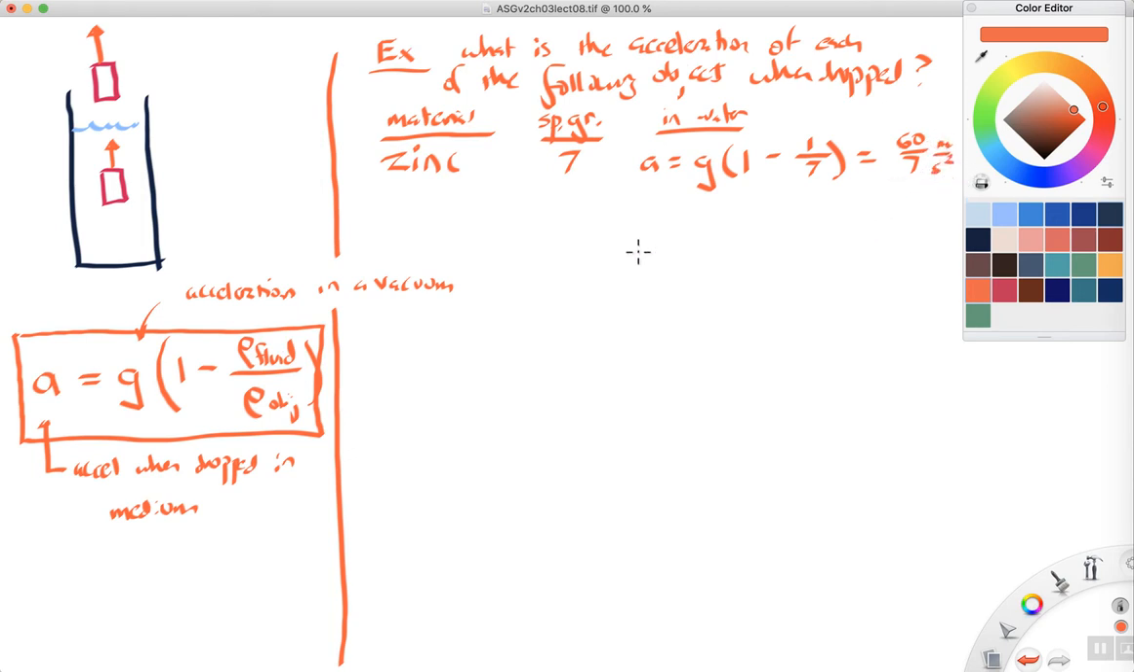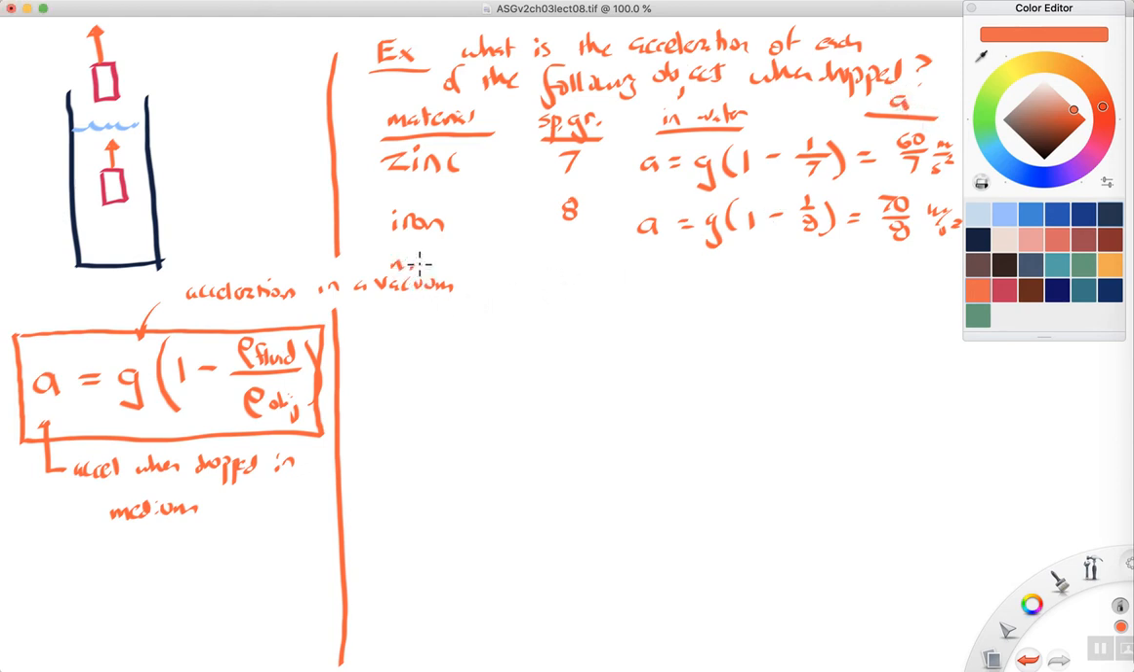What about if we were to drop an iron object? Well, then the specific gravity would be 8. The acceleration would be equal to g times 1 minus 1/8, or 70 over 8 meters per second squared. So this would be the acceleration. Okay. Let's do a couple more.